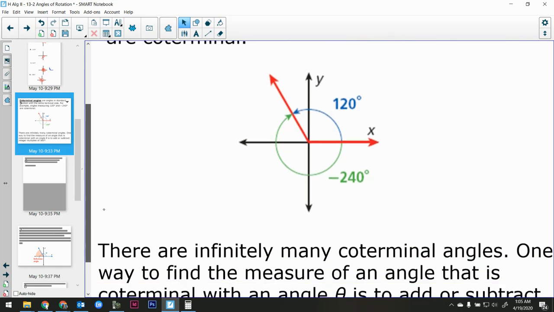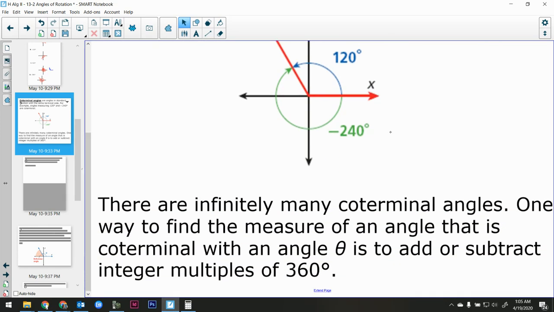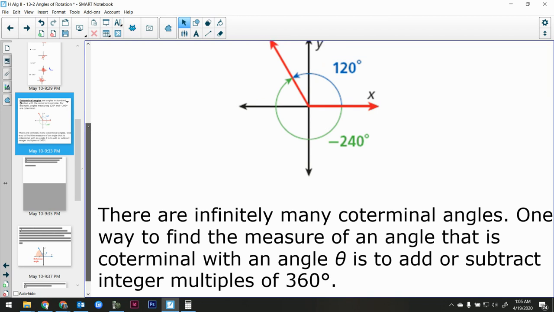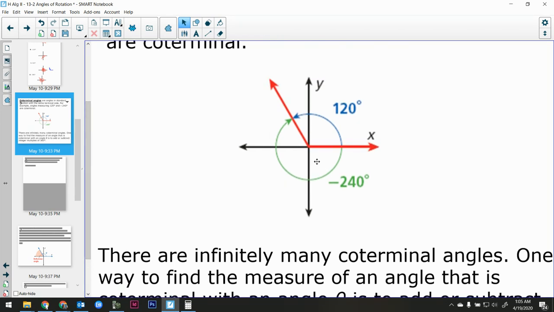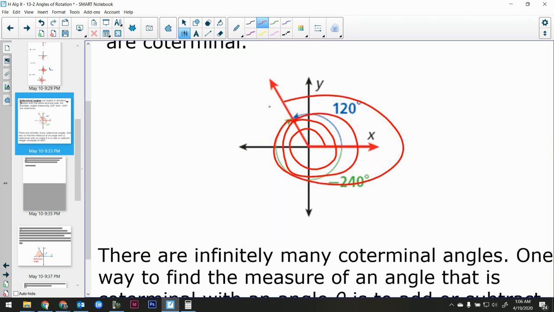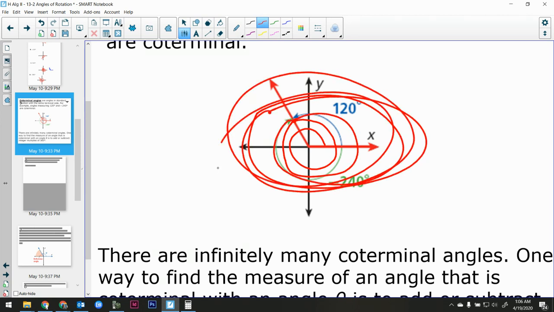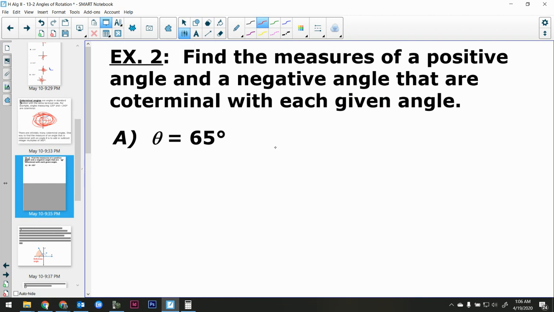Now, there are an infinite amount of coterminal angles. Why? Because, well, think about the angle measure. Let's do 480 real quick. Okay, so this would be 360. 480 would be 120 more. Oh, it's landing at the exact same spot again. What if I were to go 360 more, and 360 more, and 360 more? I could keep doing that forever and ever. So I could actually have an infinite amount of coterminal angles, both positive and negative.